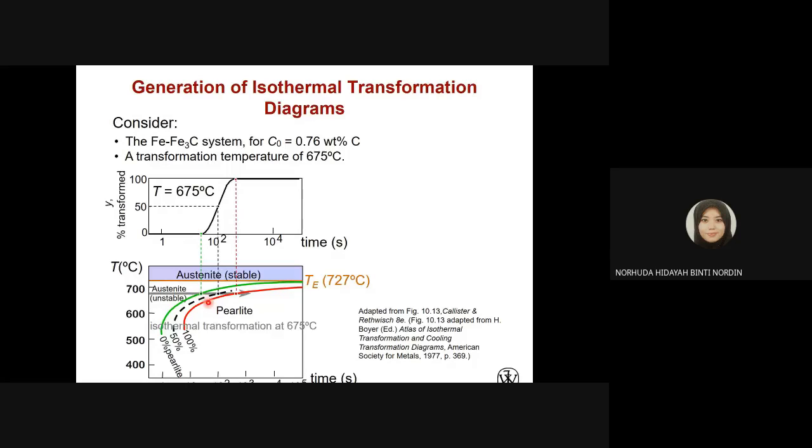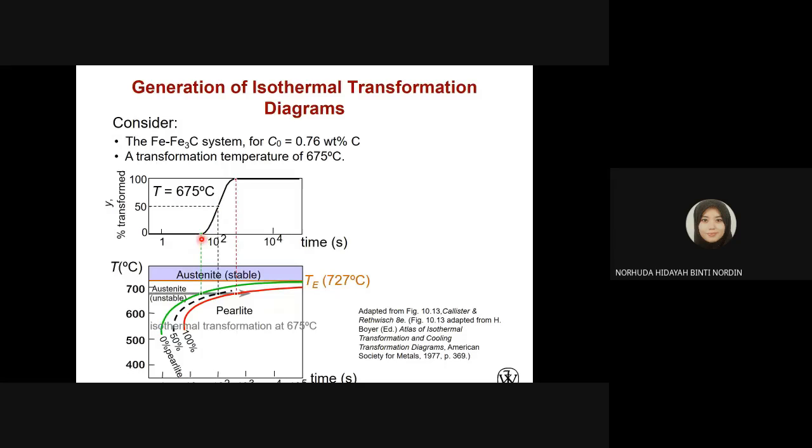The green line is austenite and the red line is pearlite. So in the middle, they have 50% pearlite, meaning 50% austenite, 50% pearlite. Okay, you got what I mean, right?